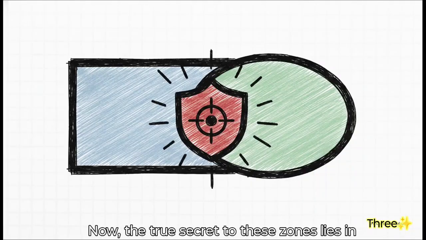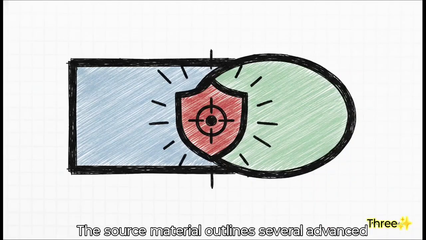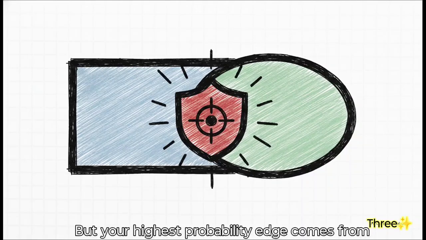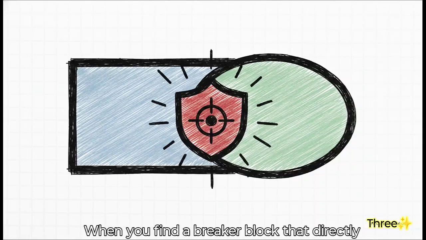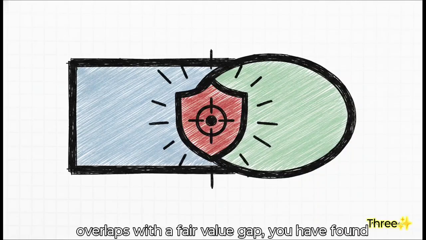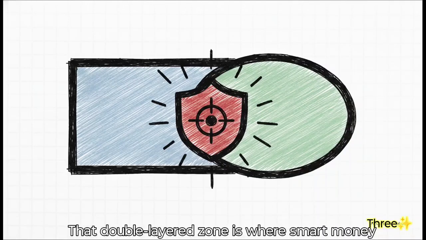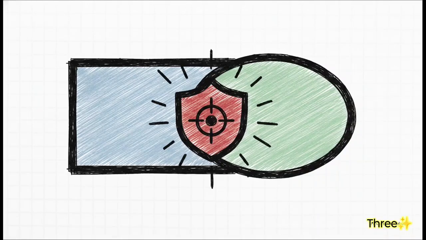Now, the true secret to these zones lies in how they overlap. The source material outlines several advanced zones, like mitigation blocks and volume imbalances. But your highest probability edge comes from overlapping zones. When you find a breaker block that directly overlaps with a fair value gap, you have found an incredibly strong point of interest. That double-layered zone is where smart money is practically guaranteed to defend their positions.